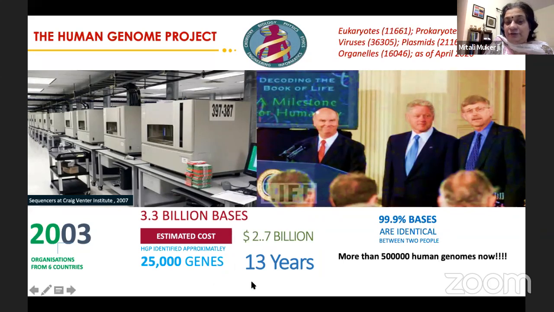It nearly took 13 years. It was like putting a man on the moon, that kind of a project for the biological sciences. And the cost of the project was nearly 2.7 billion to get the first draft of the human genome sequence. We have been able to read all the letters in the human genome. That was a mammoth project. It involved a huge number of people across the world.